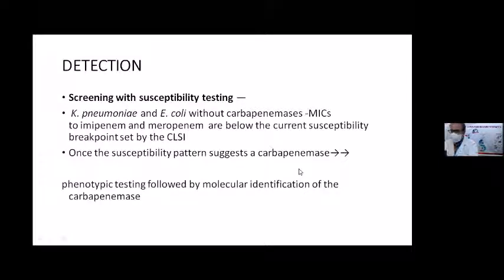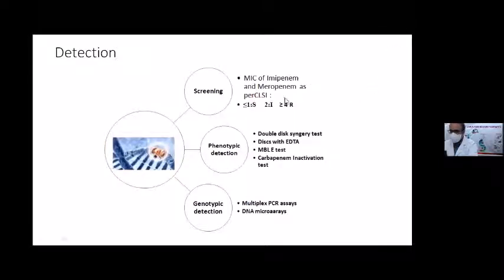If we suspect resistance because of carbapenemase, we can further do phenotypic testing, as well as molecular testing to detect the specific genes responsible for carbapenem resistance. First we do screening. As I said, we look at the MIC for imipenem and meropenem. As per CLSI, any isolate having an MIC of less than 1 is considered sensitive, and more than 4 is considered resistant. Anything above 4 raises our suspicion. It is obviously resistant to carbapenem, but the suspicion is whether it is because of carbapenemase production or because of some other mechanism like porin loss or efflux mechanism.